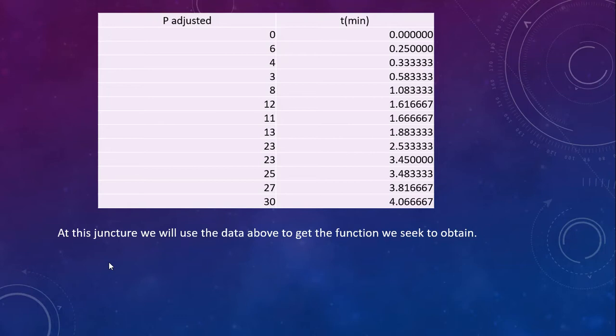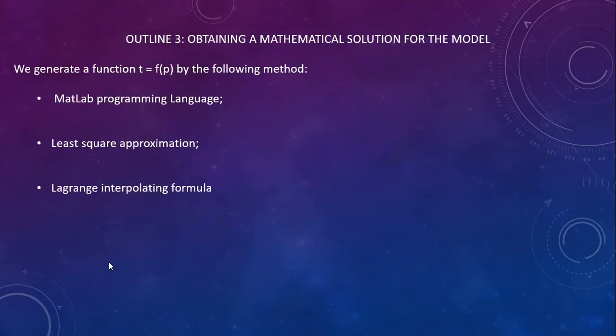So now at this junction, we will use the data above to get the function we seek. So now we have come to the third item on our objective, obtaining a mathematical solution for the model. We generate t as a function of the number of people on the queue by the following methods. The methods we looked at then were the MATLAB programming language, the least square approximation method, and the Lagrange interpolating formula.